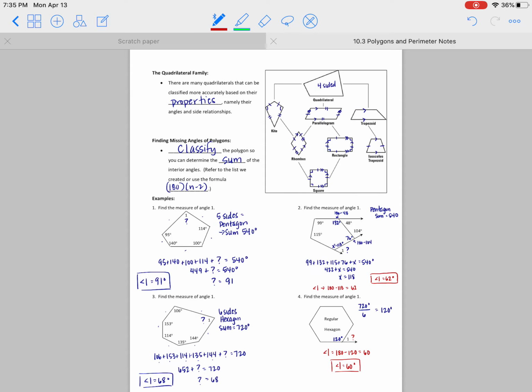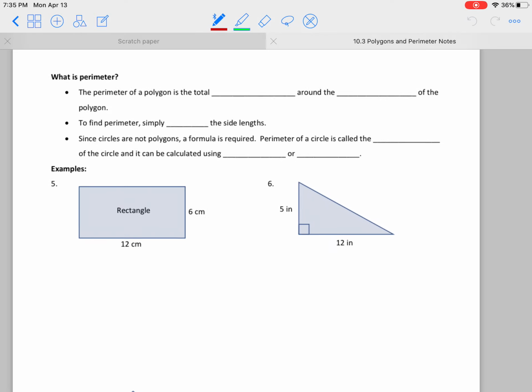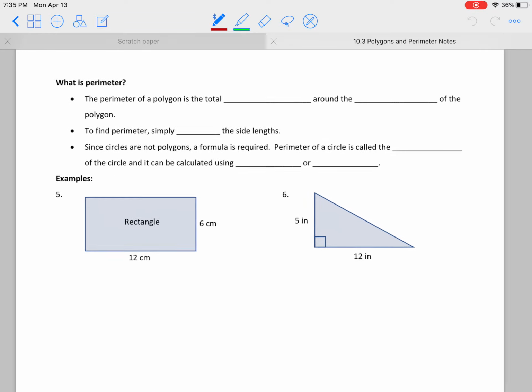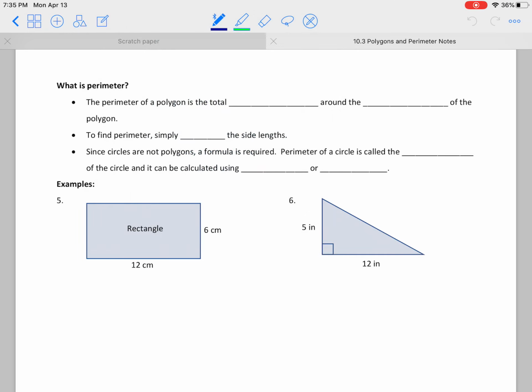What I want to show you next, lastly, is the other sort of random part to this section in the book, and that's perimeter. So whatever your polygon is, you should be able to calculate its perimeter. If you're not aware, the perimeter of a polygon is the total distance around the outside of the polygon. If you were to walk along the outside of a rectangle or a triangle, how far would you have walked. So to find the perimeter for a polygon, you're simply going to add the side lengths. That's pretty straightforward.